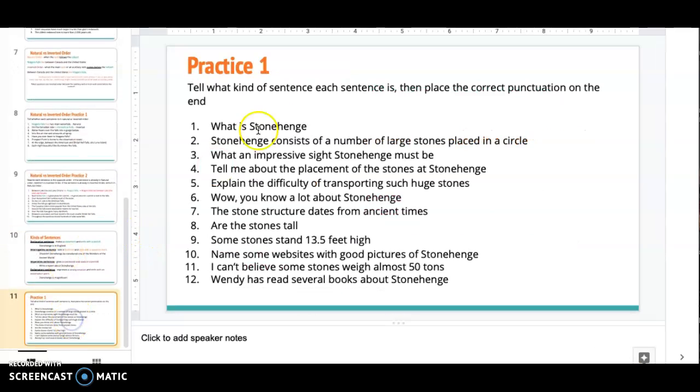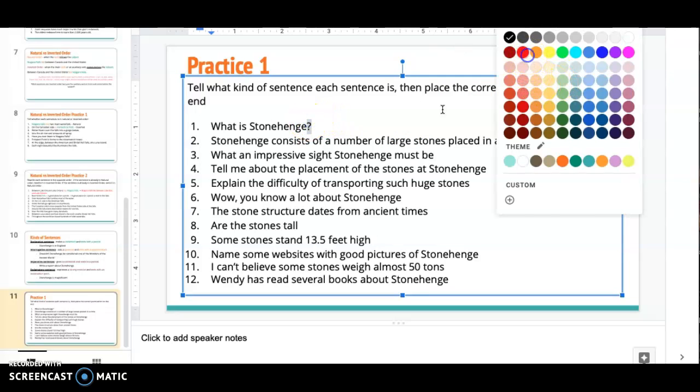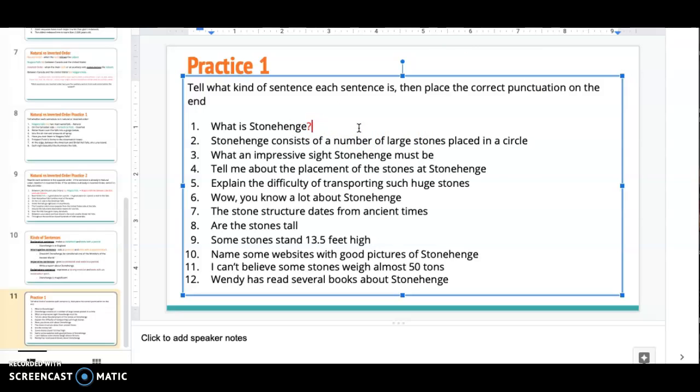So here, this one's really simple. You're just trying to tell me what kind of sentence it is with the correct punctuation. What is Stonehenge? It's a question, so I'm going to change my font color here. Okay, so you see this is a question, so I add the question mark in there, and then it is interrogative. Pretty simple, so that's what I'm doing for the rest of those, okay?